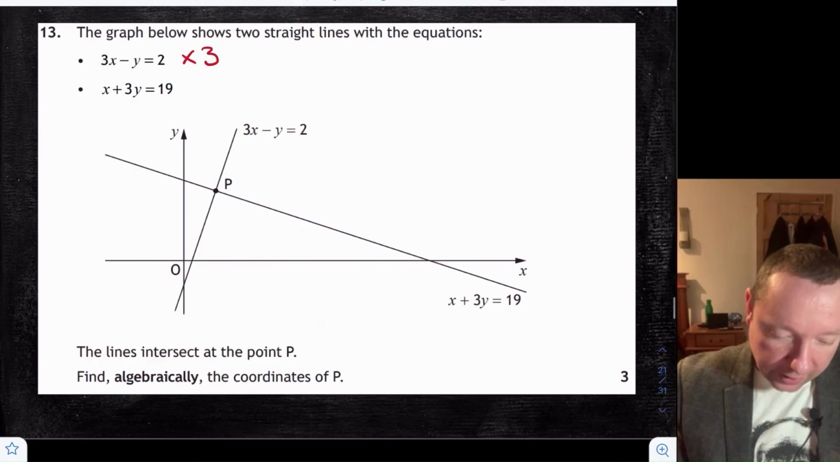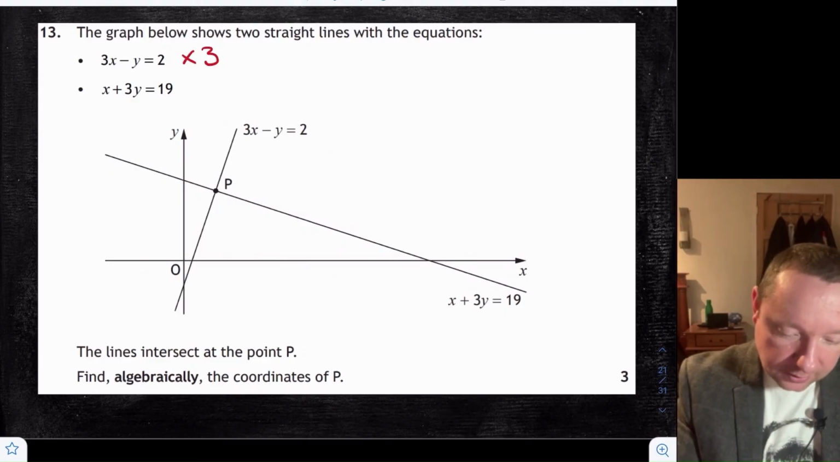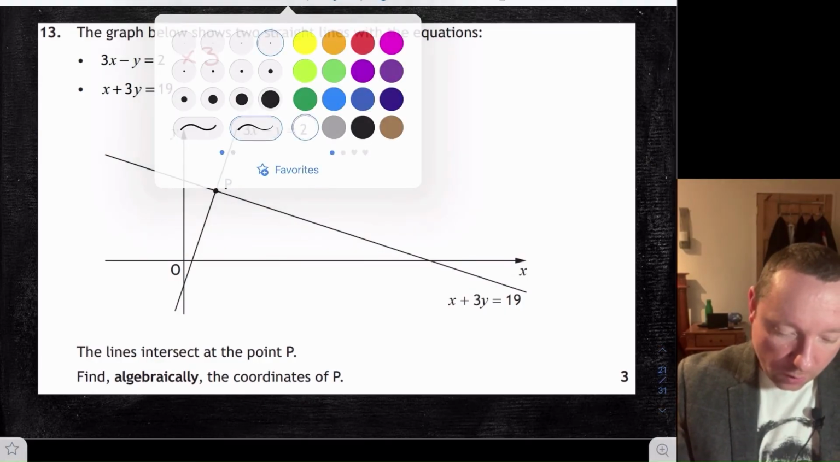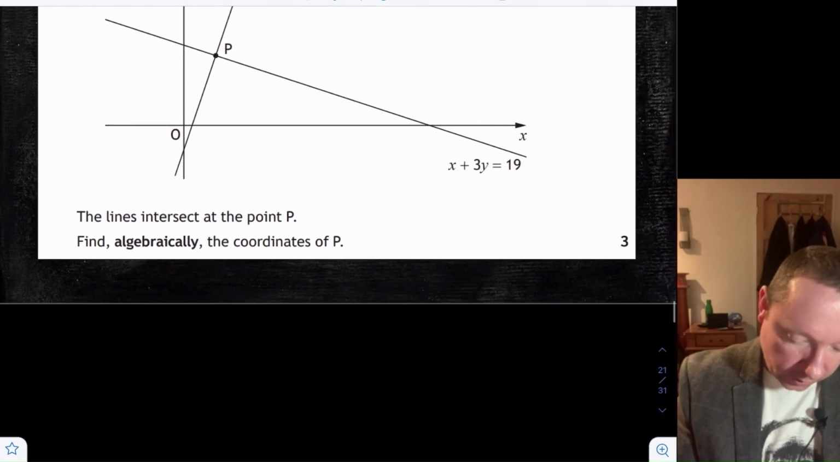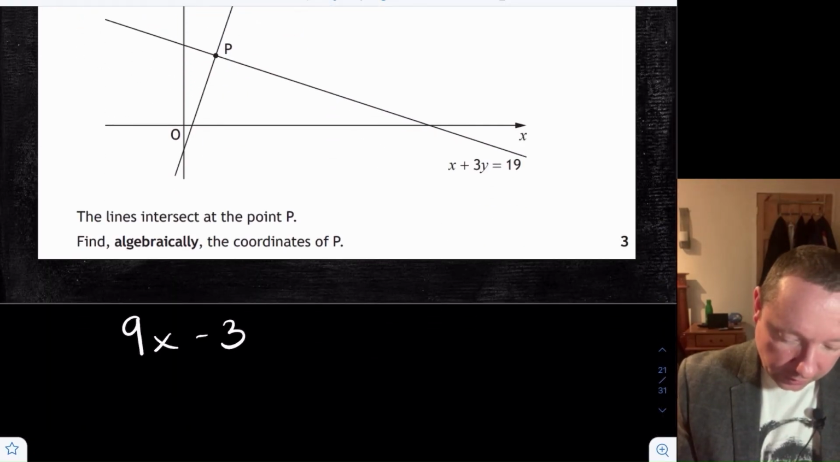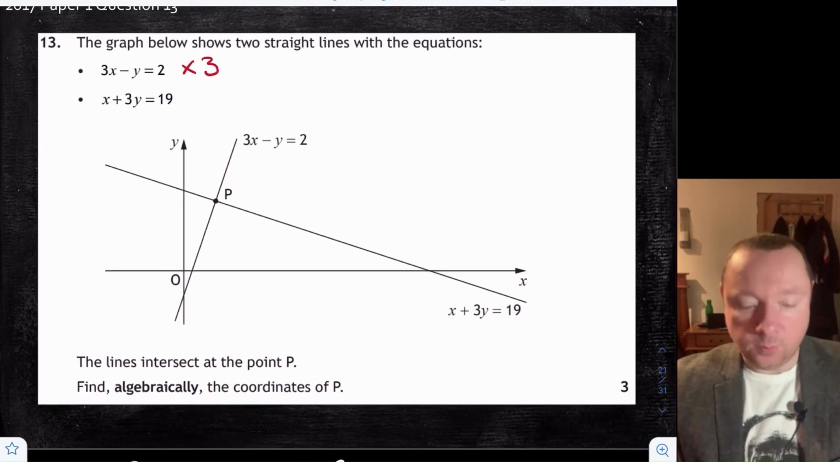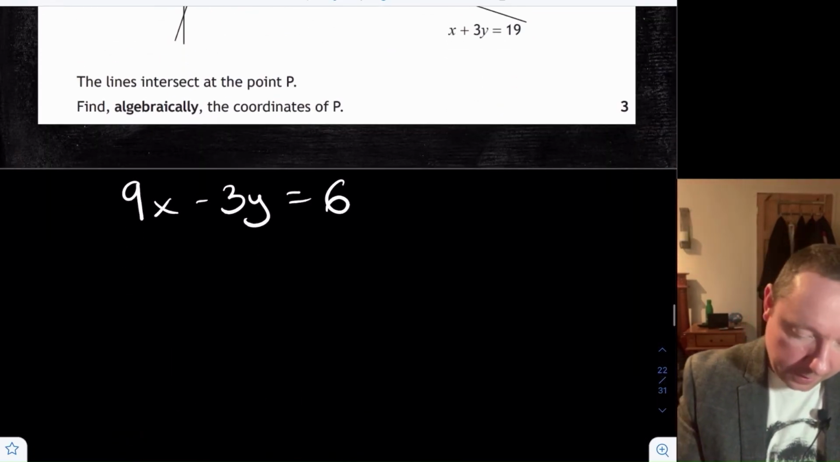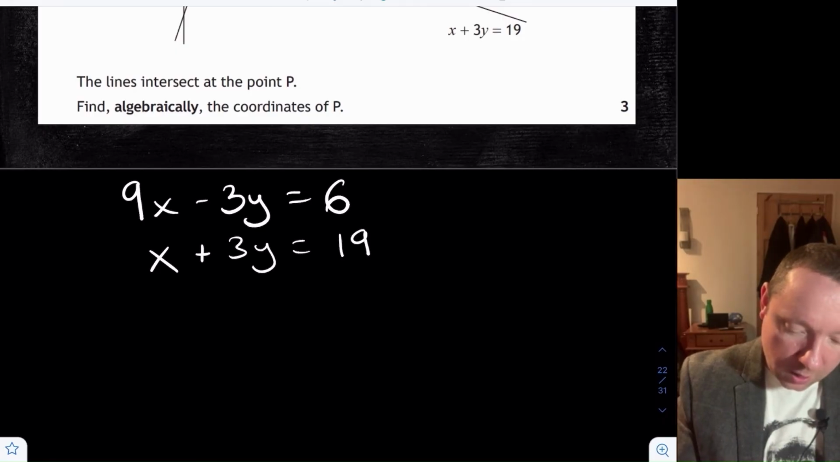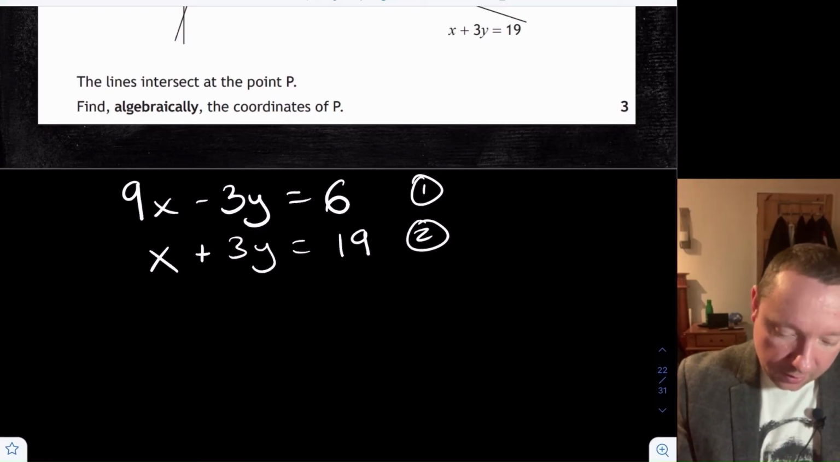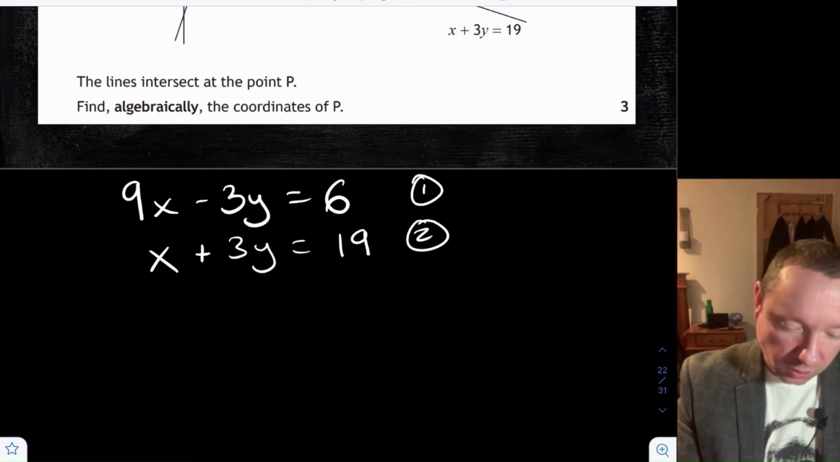So the first one I'm going to get is 9x minus 3y equals 6. So I can write that, 9x minus 3y equals 6. And the second equation is staying the same, x plus 3y equals 19. So I'll call that equation 1 and equation 2. And this time you can see that these numbers are the same, but they're different signs. So I add the equations when they're different signs.